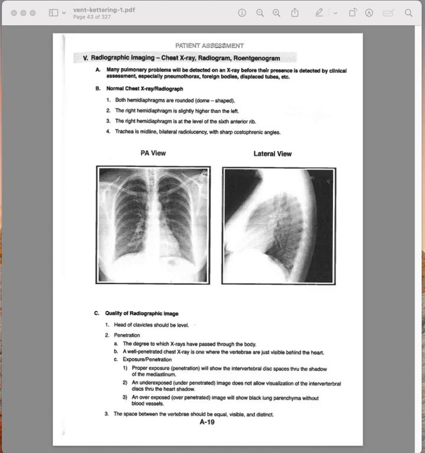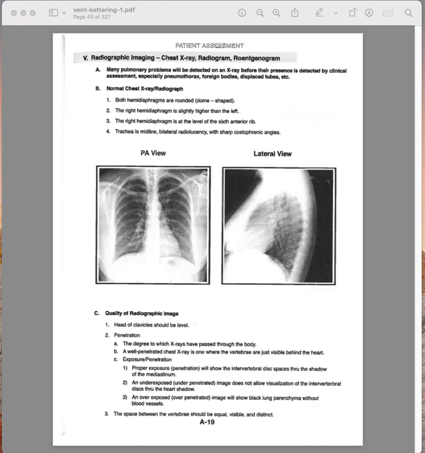Assessment: radiographic imaging, chest X-ray, radiogram, röntgenogram. Many pulmonary problems will be detected on an X-ray before their presence is detected by clinical assessment, especially pneumothorax, foreign bodies, displaced tubes, etc.